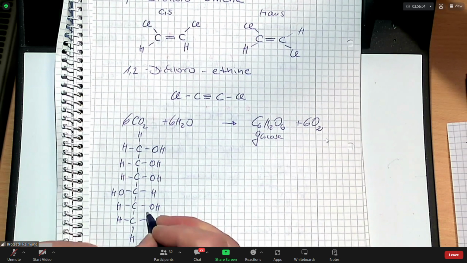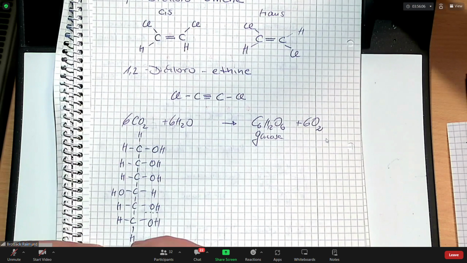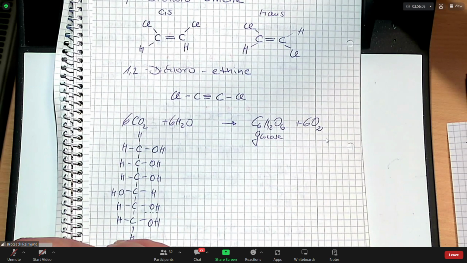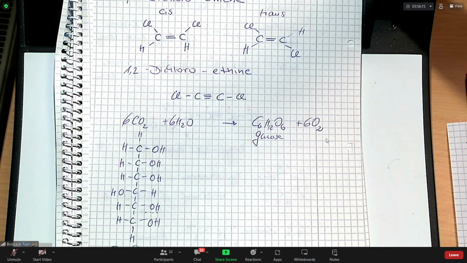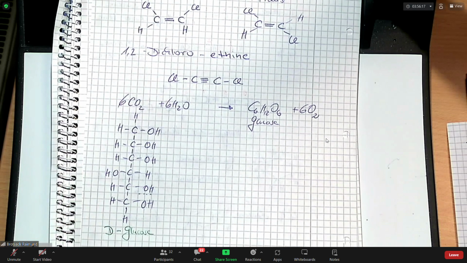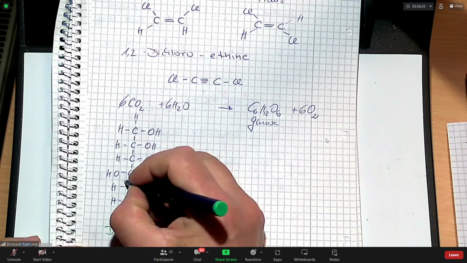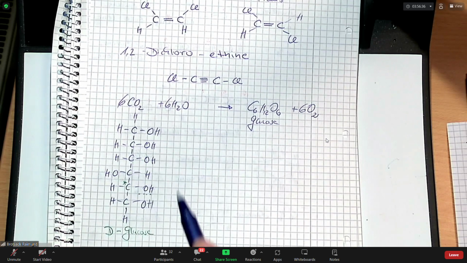Just to here, when this one in the Fischer projection is on the right side, it's the D-glucose. But it is more sophisticated to imagine the 3-dimensional structure of this molecule, express it in a two-dimensional form, and then see that this OH is on the right side, and then we have the difference. Because this is an optical center as well, just one of them.